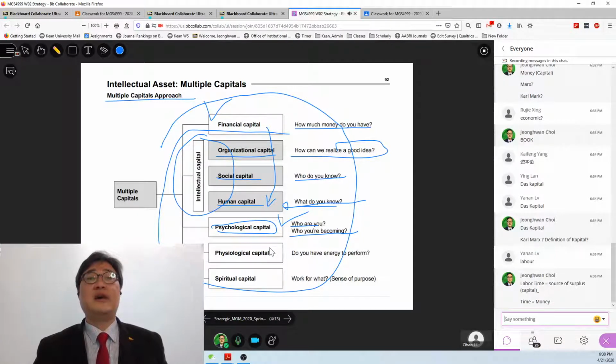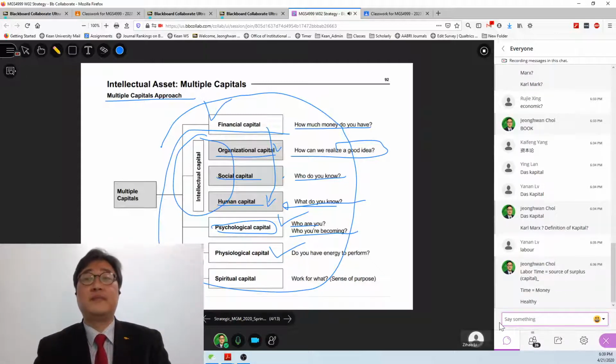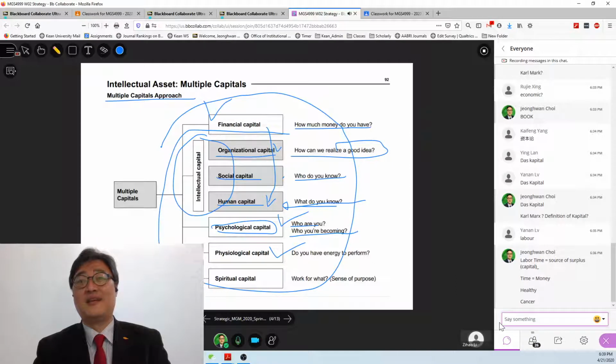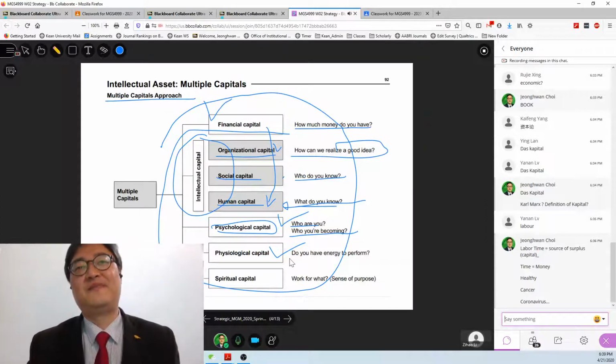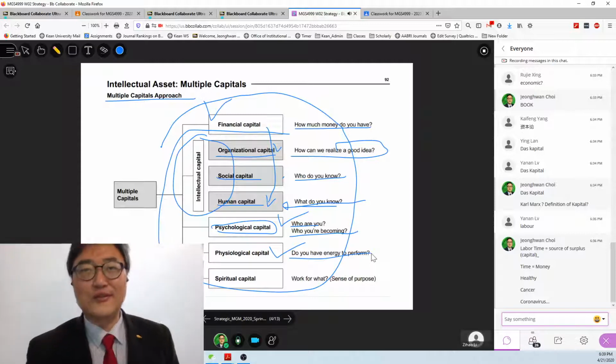Psychological capital we have, and physiological capital. Even though you have a will, you have knowledge, you have a good network, you have your own organization, and then you want to make money, what if you are not healthy? What if you lose your health? What if you are sentenced, you got a cancer? What is the meaning of money? And the coronavirus. Even though there are a lot of rich guys, did they overcome the coronavirus with their money? No. That's another story. So we define that as physiological capital. Do you have enough energy to perform? Are you healthy to do something?